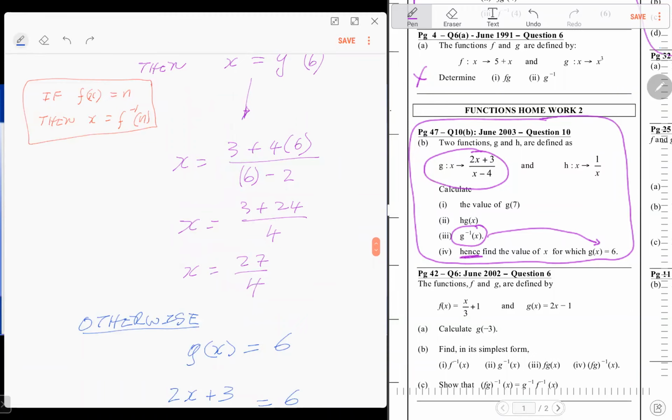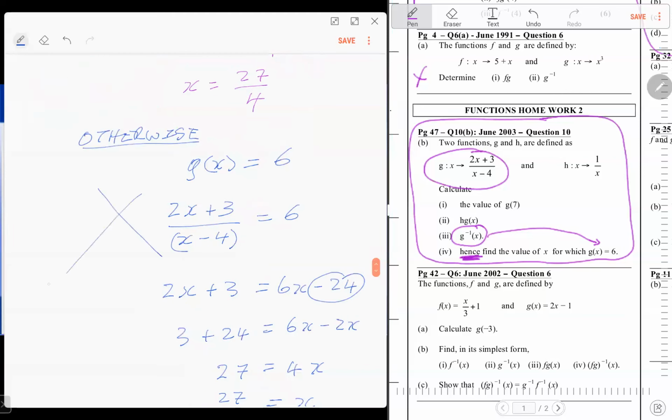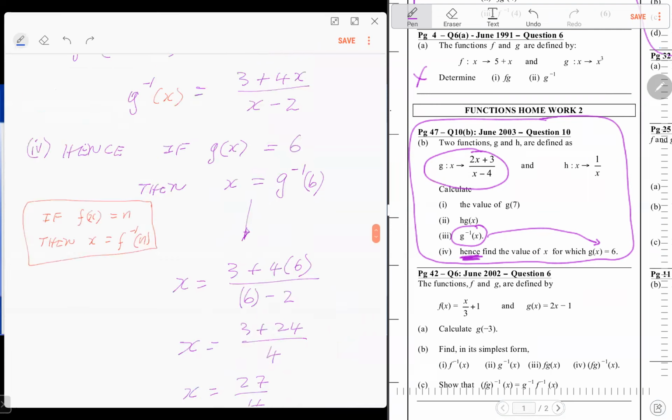But because the question said only "hence," not "hence or otherwise," we cannot do it this way. If we do it that way, you're not going to get the marks. That's what the question in the classwork on Wednesday is going to say: just "hence." So it means you have to use the inverse function to do it. So that is that. We used the inverse function to solve the equation.